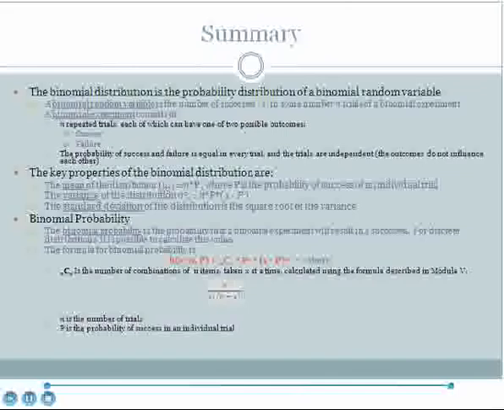The equations for the key properties of the binomial distribution are shown here. These properties are the mean, variance, and standard deviation. The binomial probability can also be calculated for the probability that the binomial experiment will result in x successes. For discrete distributions, which the binomial distribution is, it's possible to calculate this probability for a given value of successes.